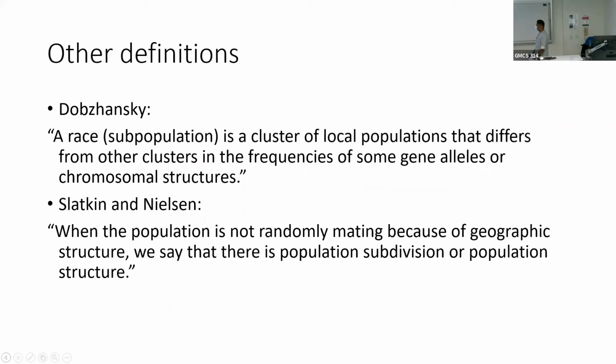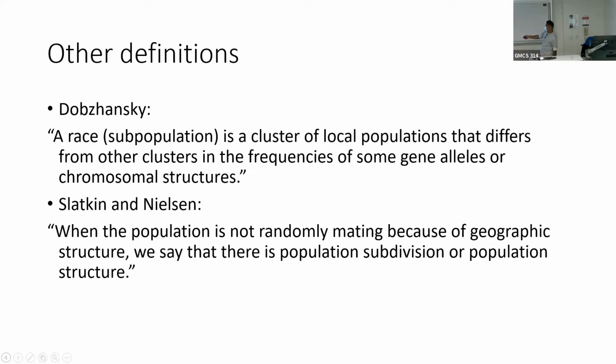Okay. So here are some other definitions, often very confused, actually, unfortunately. Dobzhansky, for instance, calls it a race. You'll see Darwin and other classical geneticists also refer to these as race, whereas now we know race is actually a social construct, it's not a genetic construct. So not to be confused with this.